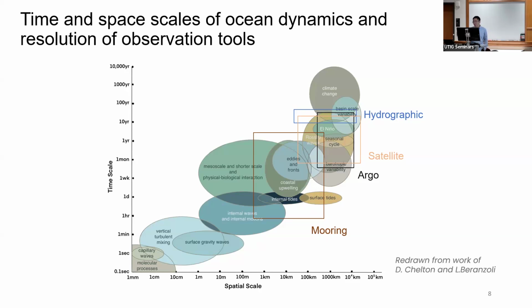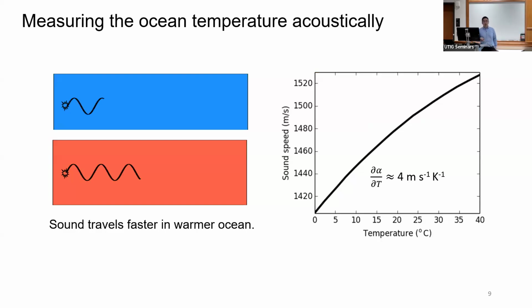So it turns out that even if we combine all of these observational tools, we still have some data gaps. And next, we are going to talk about how we use earthquakes to fill some of these gaps and to observe the ocean dynamics. So I'll just introduce the ocean observing tools. And there's another remote sensing tool, which is acoustic ocean thermometry.